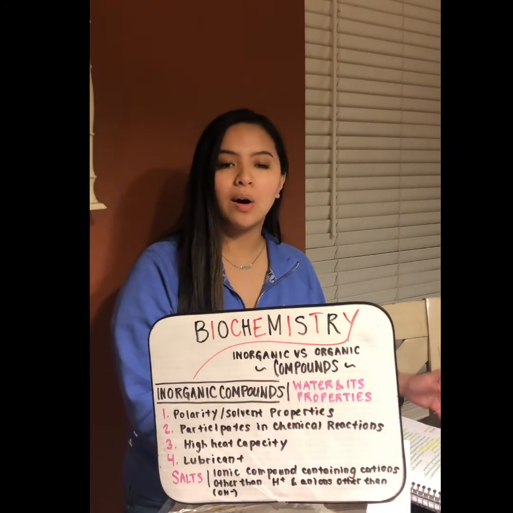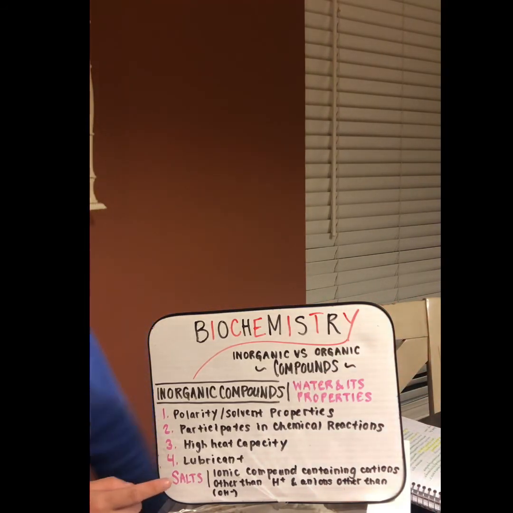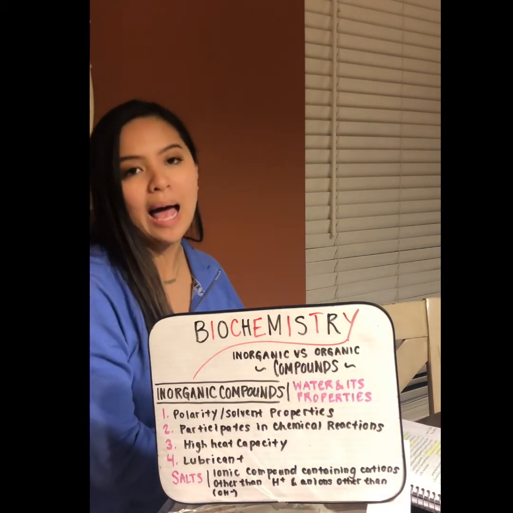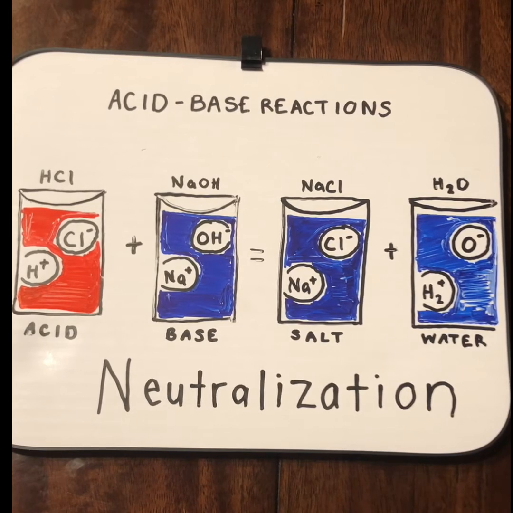Now we'll be talking about another inorganic compound, which is salts. A salt is an ionic compound containing cations other than hydrogen and anions other than hydroxide. Now we'll be talking about acids and bases. Acids and bases are electrolytes. They ionize and dissociate in water and conduct an electrical current. An acid is a substance that releases hydrogen ions. They are known as proton donors.